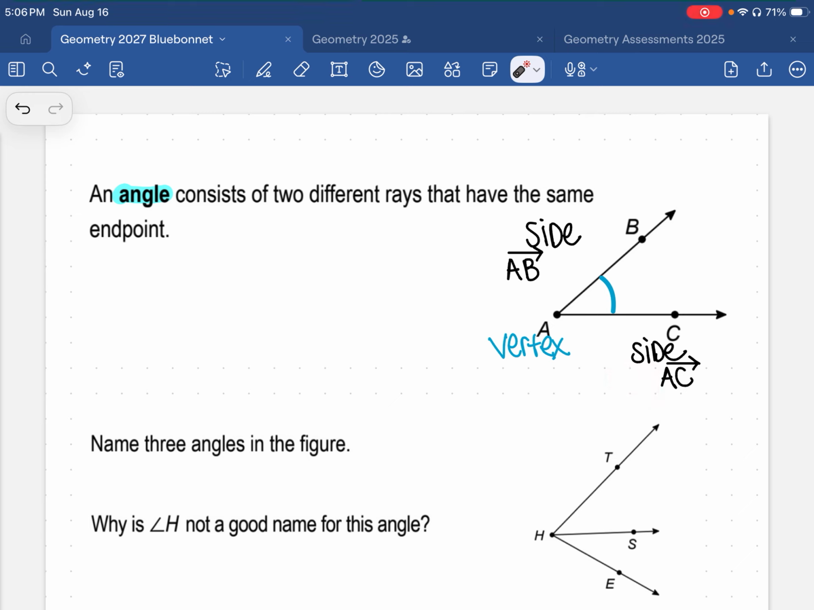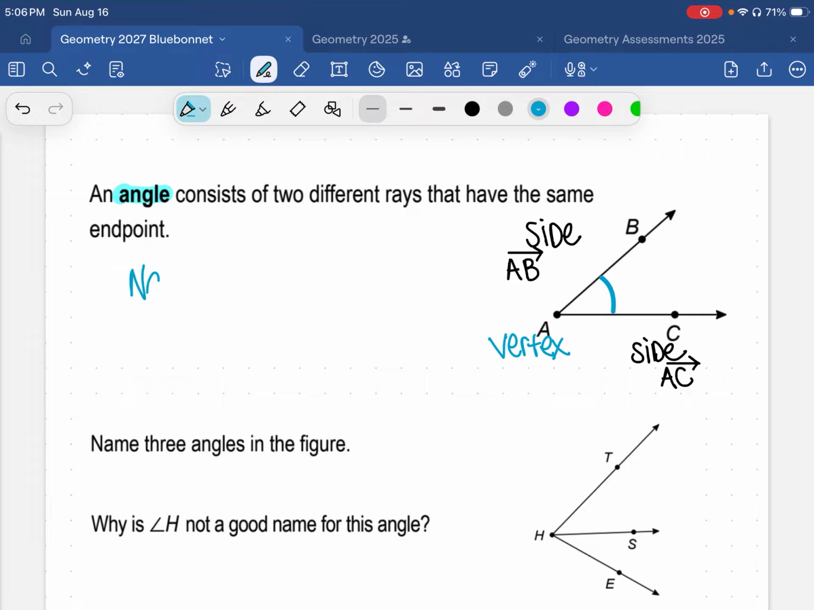All right, to name an angle, I must use the vertex. So since this is the only angle A in my picture, I could simply call it angle A. Sometimes that is not always the case, and so we must use all three letters. So the rule when we're using all 3 points on the ray is we must put the vertex in the center. So I'm just going to use my color blue for the vertex just to let you know that I have to call it BAC.